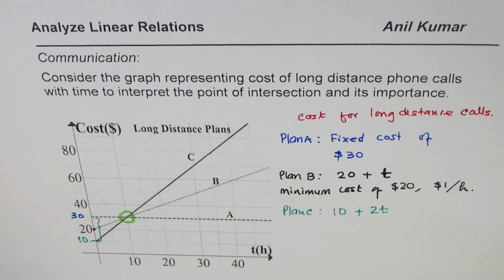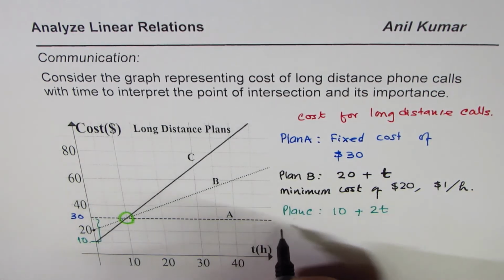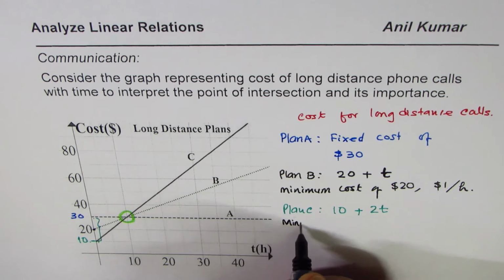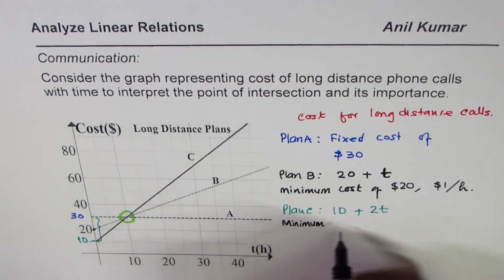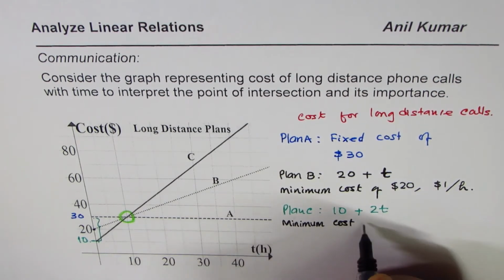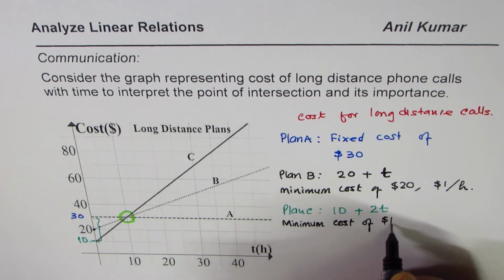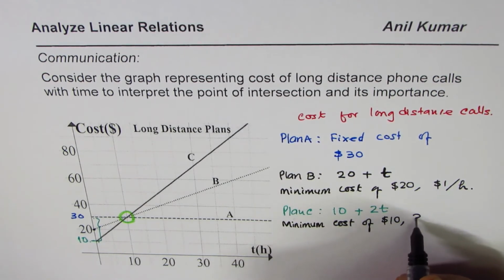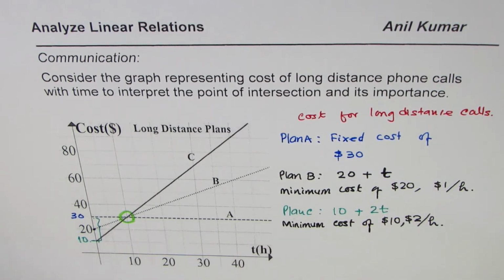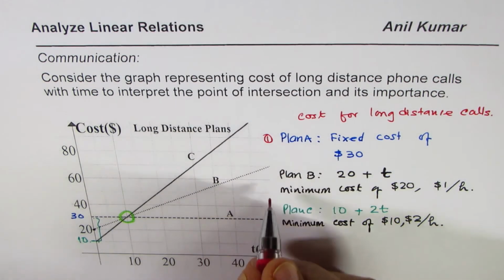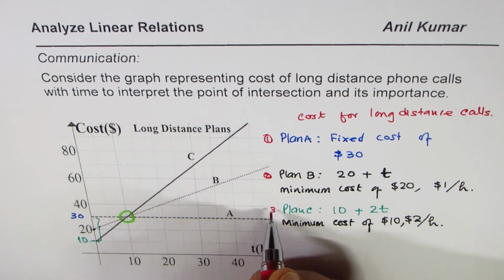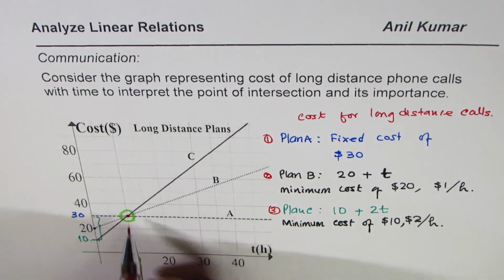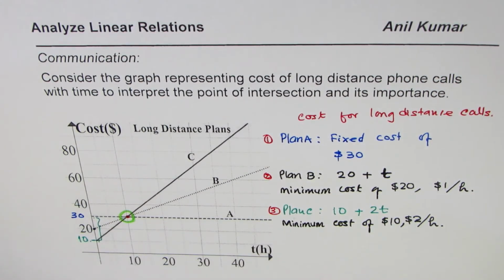So in this particular case, what we have is a minimum cost of $10 with an additional $2 per hour. Is it okay? So these are the three plans which we have. So we say 1, 2, and 3. Three plans. Now, how do you interpret the common point here, the point of intersection?